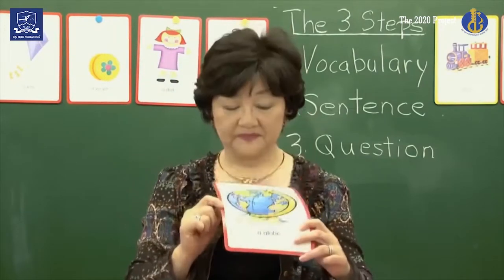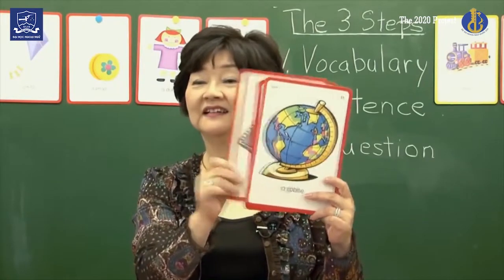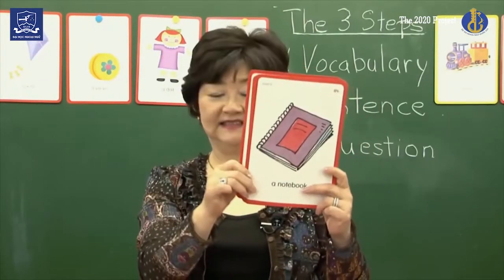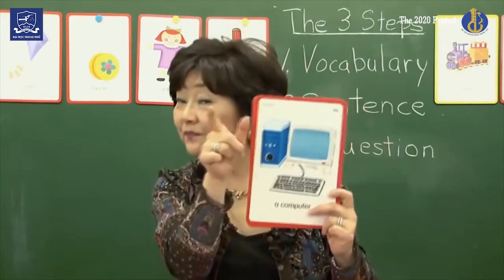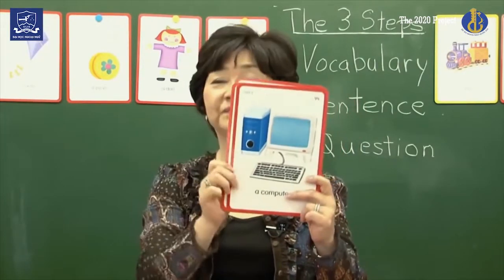It's a globe. It's a notebook. Can you say this one? It's a computer. Very good. It's a computer.